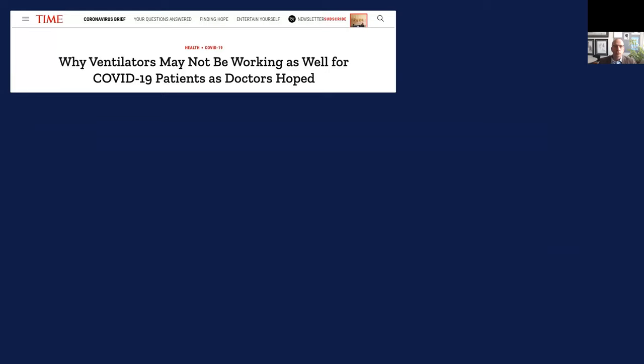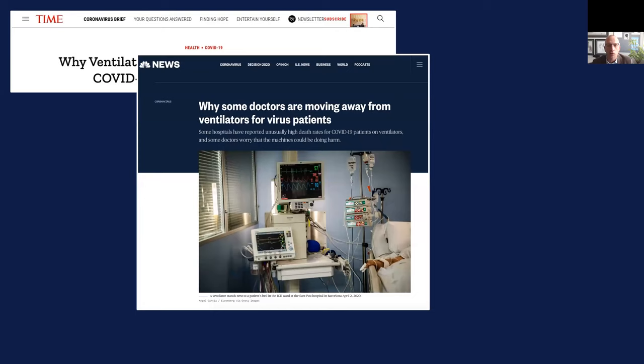Meanwhile, that's what was happening in the medical literature. But in the popular press, this and Cameron Kyle-Sadel's argument gained quite a bit of traction. Here's Time Magazine saying why ventilators may not be working as well for COVID-19 patients as doctors hoped. Here's NBC News: why some doctors are moving away from ventilators for virus patients, unusually high death rates for COVID-19 patients on ventilators.